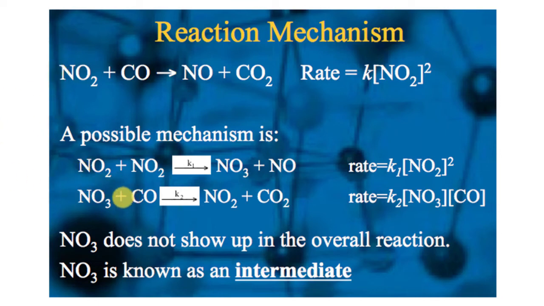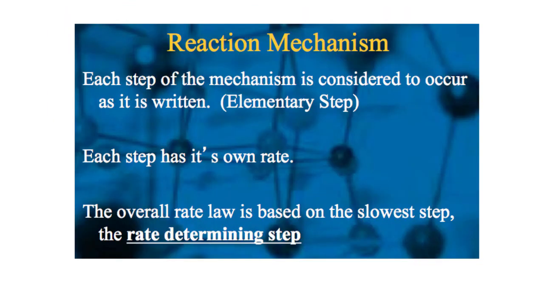Our elementary steps, we'll talk about later, are going to add up to the overall reaction. So in the end, this nitrogen trioxide that started out gets used up. That's what's referred to as an intermediate. It's something that shows up in the middle steps but then gets consumed later. All right, so let's take a look at what we need to do here. Each of the steps is considered elementary, and it has its own rate law.